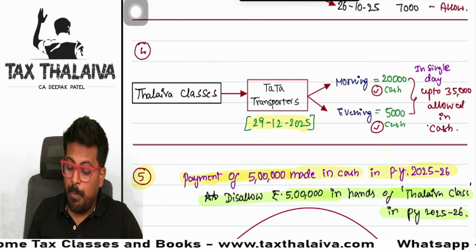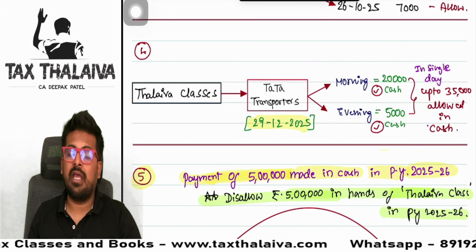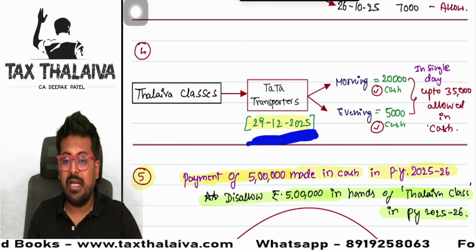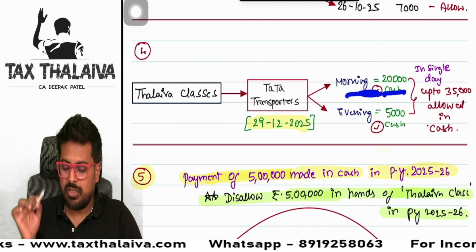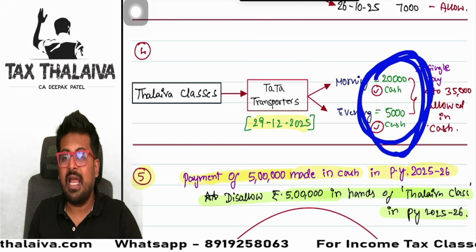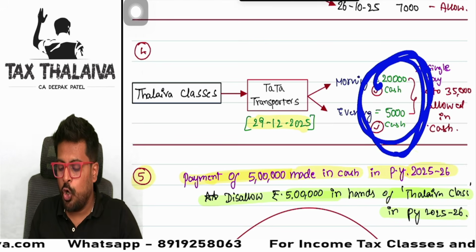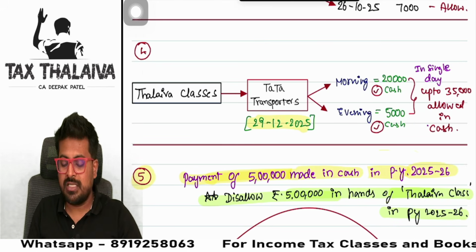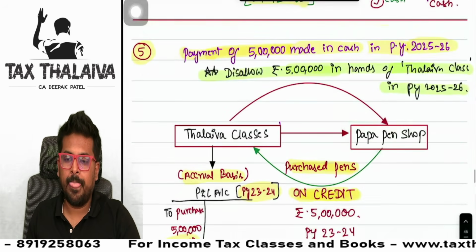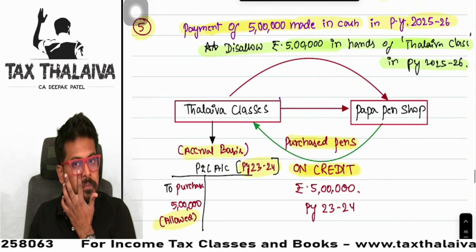In that case, up to 35,000, mind you, I can make payment in other than prescribed modes. On 29 December, I made 20,000 cash in the morning, and 5,000 cash in the evening. Total in a single day, I made only 25,000 in cash. No problem, fully allowed, because for goods transport, the limit is 35,000.